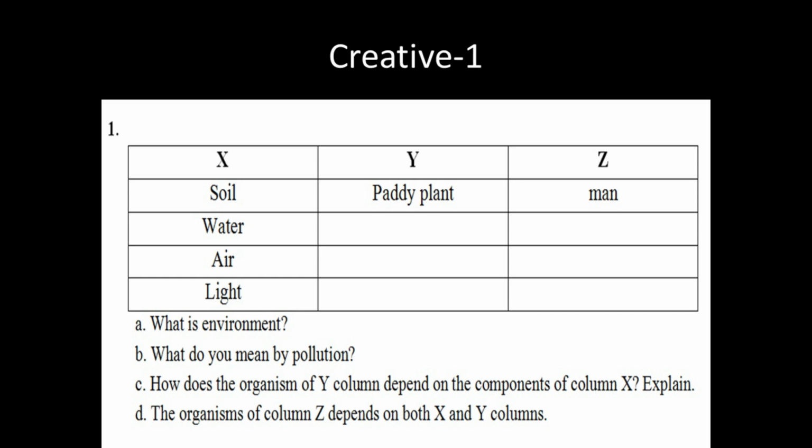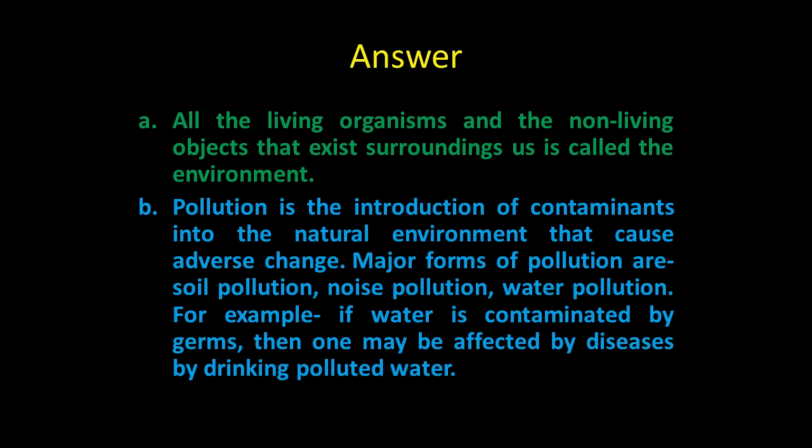The first question is, what is environment? Second question, what do you mean by pollution? Third question is, how does the organism of Y column depend on the components of column X? Explain. And then number D, the organism of column Z depends on both X and Y columns. So first question is, what is environment?